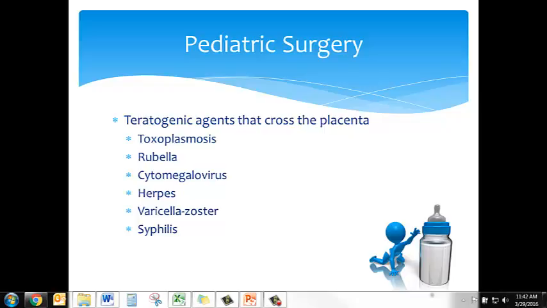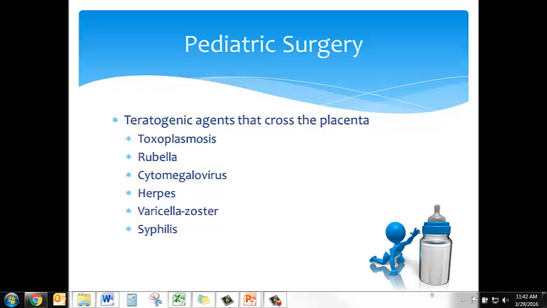Rubella is a virus that produces a rash, and should a woman contract rubella during pregnancy, her fetus is at risk for cataracts, glaucoma, deafness, heart defects, and retinal defects. Cytomegalovirus is a common virus that is similar to the virus that causes mononucleosis, and if contracted by a pregnant woman, it can cause hydrocephalus and deafness in the baby.